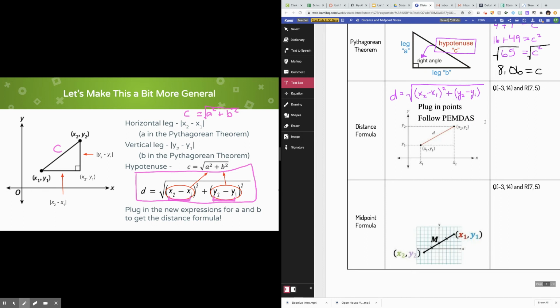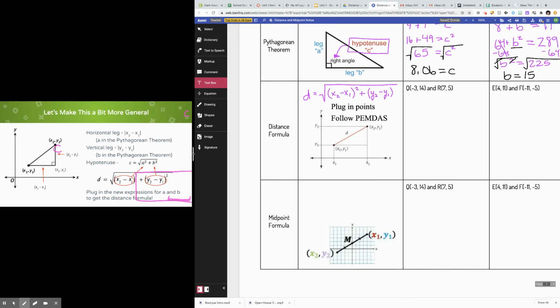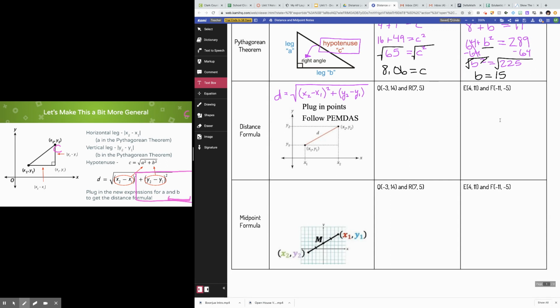I'm going to show you what I mean here. I'm going to pull this over, and we're going to go through the steps using these two examples. Step number 1 is to pick one point that they give you to be point 1 and the other point to be point 2. It does not matter which one you choose, because they're both technically endpoints. Same as last week, it doesn't matter which one you choose to be point 1 and which one point 2.